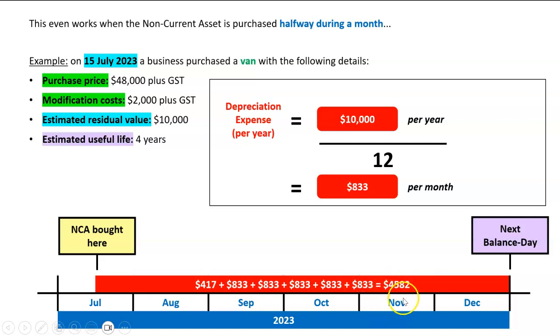So the main takeaway here is to always divide that depreciation expense for the year by 12 to get a monthly rate. And then it doesn't matter how many months we ask you to depreciate it for: 1 month, 3 months, 6 months, 7 months, 11, or even half a month. You can always do it just by dividing it into a monthly figure.